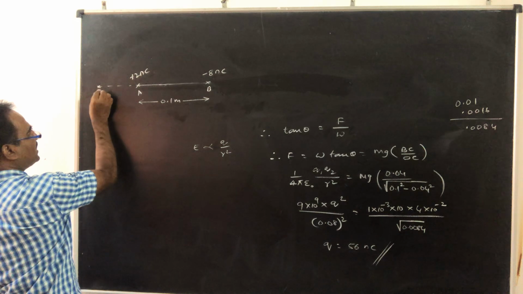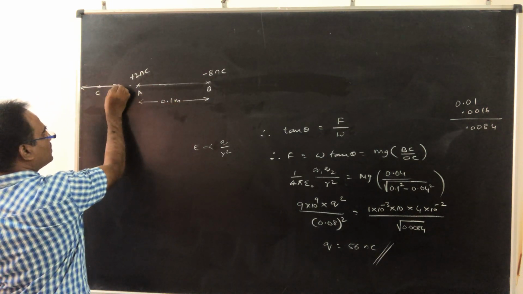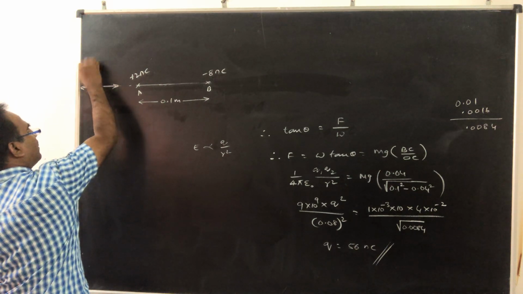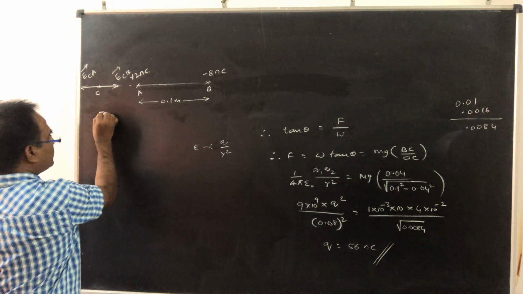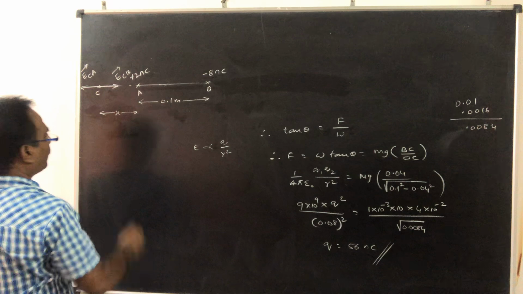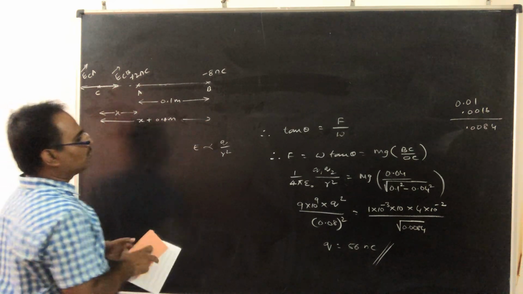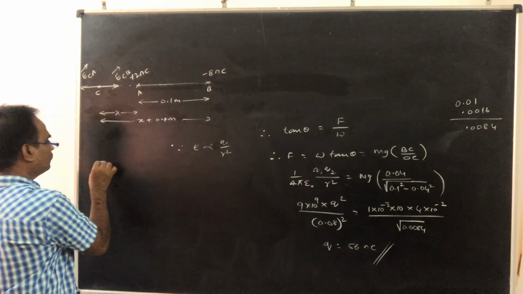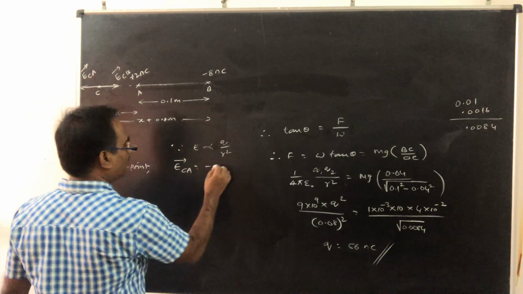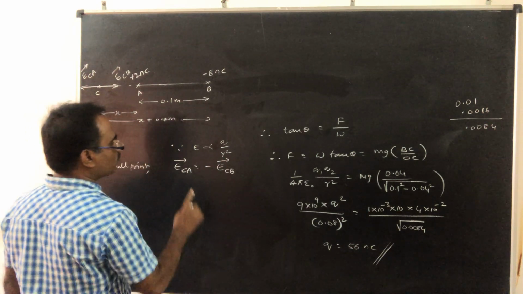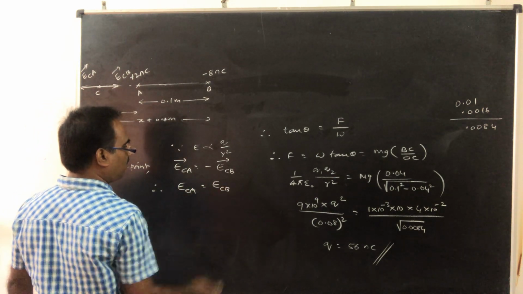If I consider some point here, say C, due to this positive charge, the field is in this direction. Due to this negative charge, the field is in this direction. So this is E_CA. This is E_CB. You take this distance as x. This distance will become x plus 0.1. So for the null point, what should be the condition? This E_CA should become equal to minus E_CB. That means these two fields must have equal magnitude but opposite direction. Therefore E_CA is equal to E_CB.